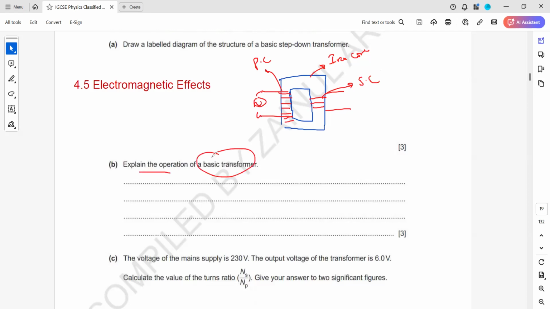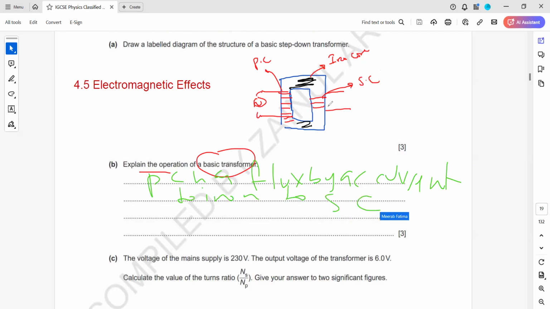Explain the operation of a basic transformer. How does a transformer work? What is the working principle of a transformer? Three points are important. AC input in the primary produces a variable magnetic field, which magnetizes the iron core. So this iron core will be magnetized, and with the change in the magnetic field of the iron core, what will happen? It will induce EMF in the secondary, which can be stepped up or stepped down by using suitable turn ratios.